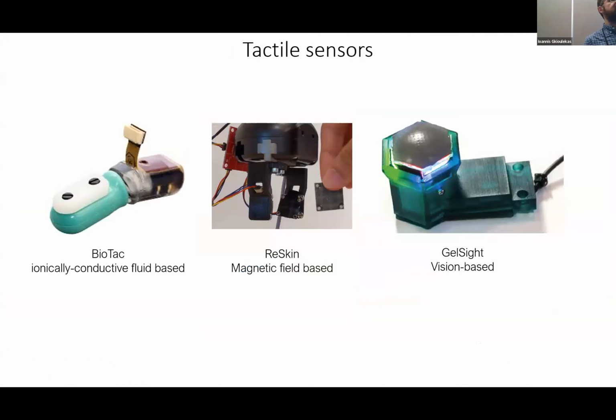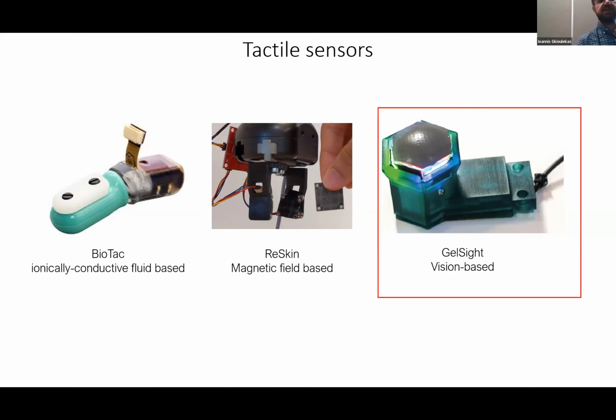I will admit I don't really know much about most of them. There are these ionically conductive fluid-based techniques, magnetic field-based tactile sensors. The ones that I am more familiar with through my collaboration with Ted and Vincent are vision-based tactile sensors, GelSight-style. And this is really what we'll be focusing on in the rest of this tutorial. So just very quickly go over what GelSight is.